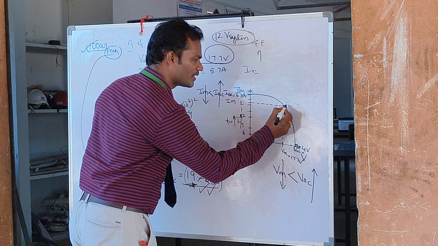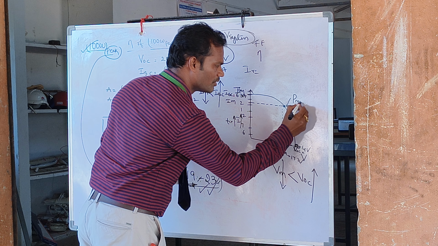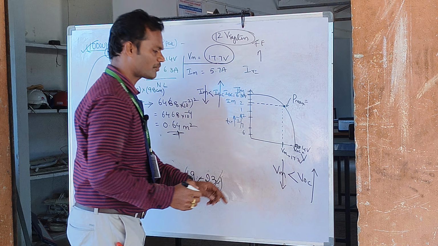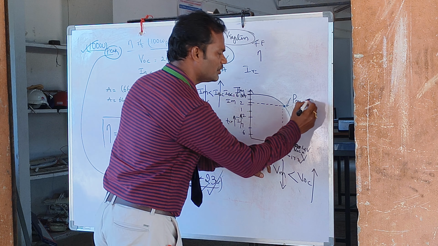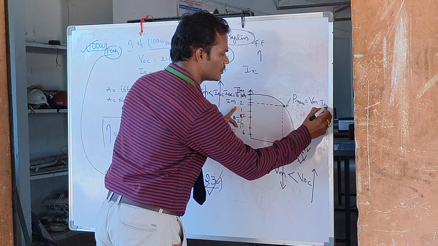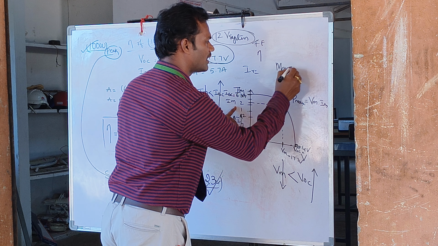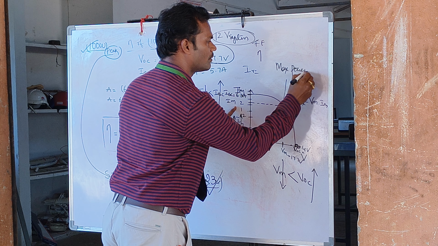You will get one junction point, where this junction point is called P maximum, where P maximum is a product of V maximum into I maximum. So this point is called the maximum power point.